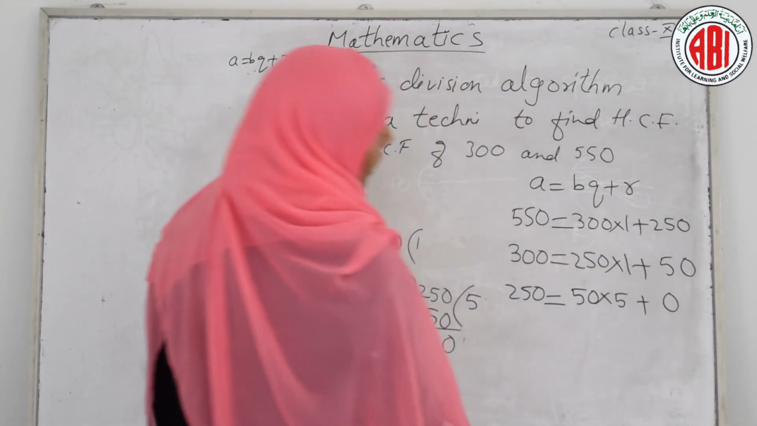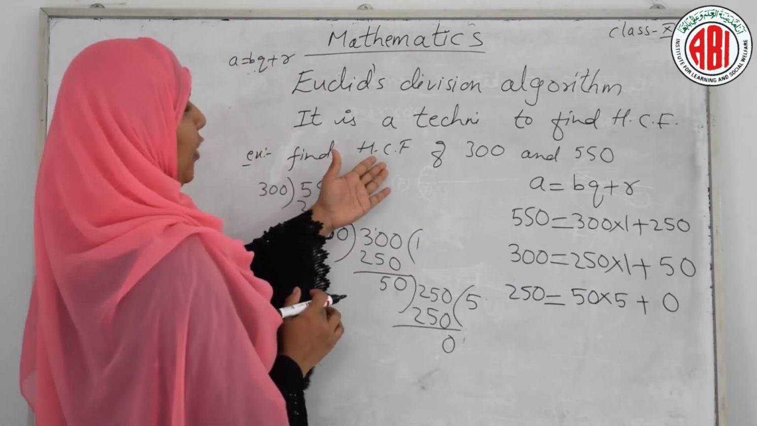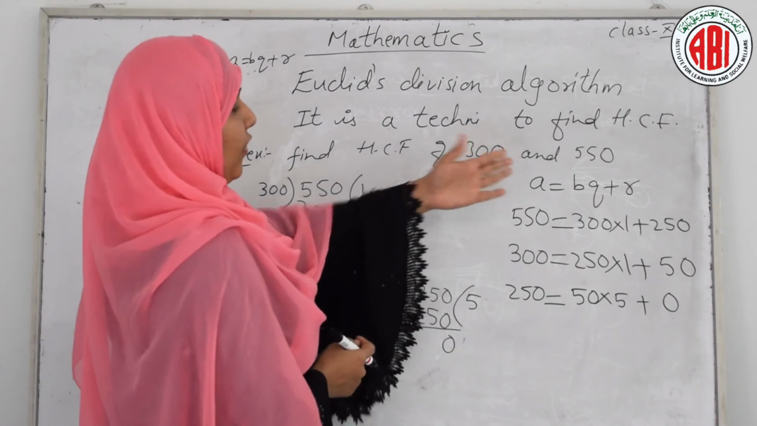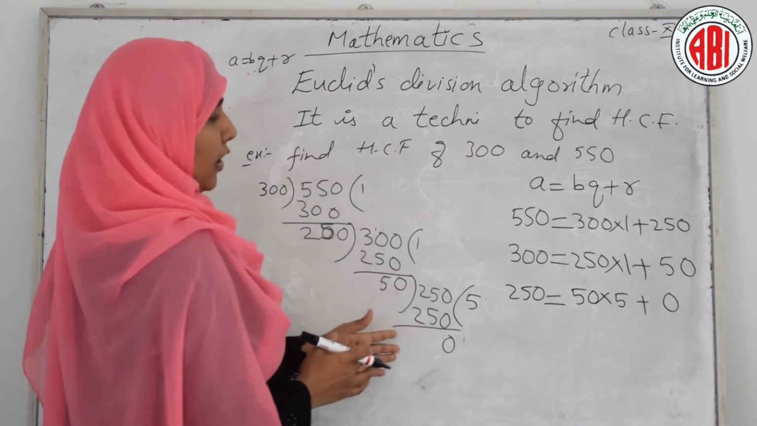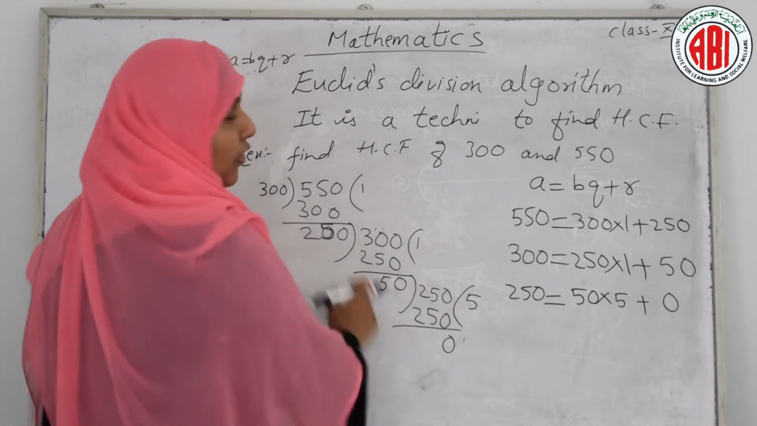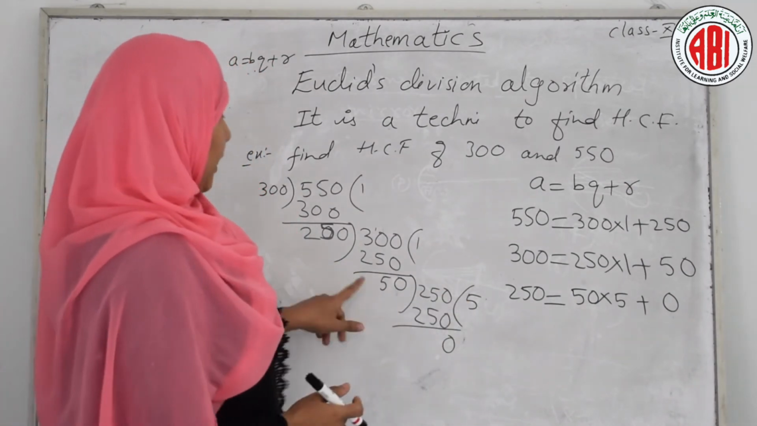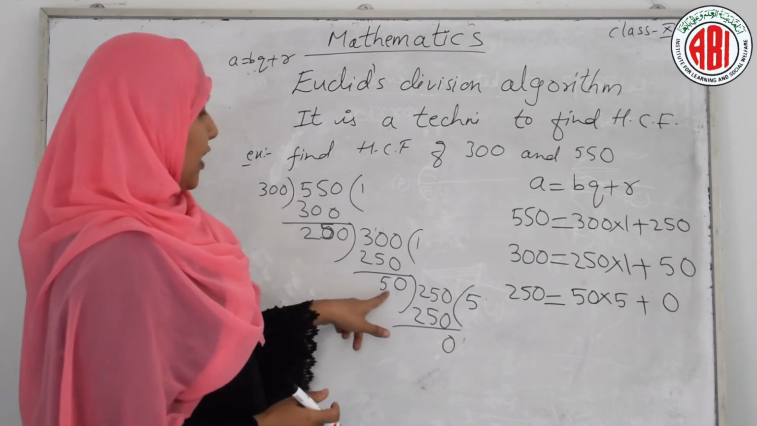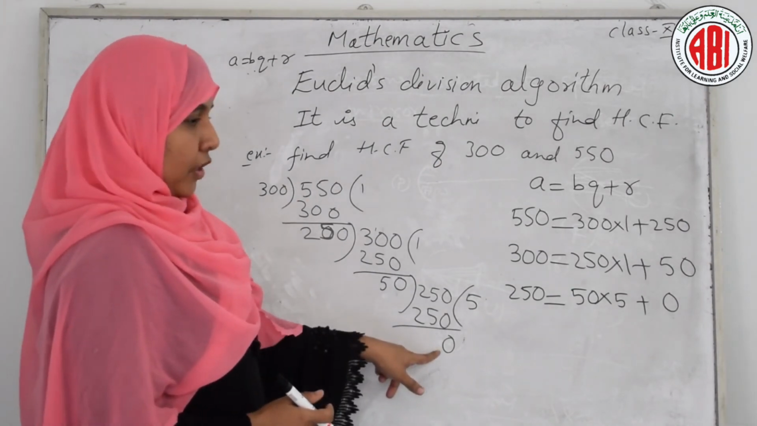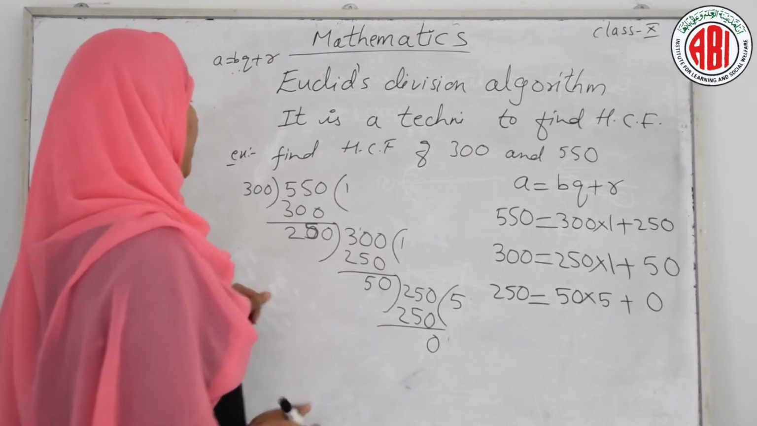Since we are getting remainder 0, we have to find the HCF, highest common factor, of 300 and 550. To find this, we have used these steps. Now what will be the answer? Is it 5 or is it 50? Some students get confused about the answer. Here the answer is 50, the last divisor. Here we got the remainder 0, so the last divisor 50 is the HCF of the given numbers.